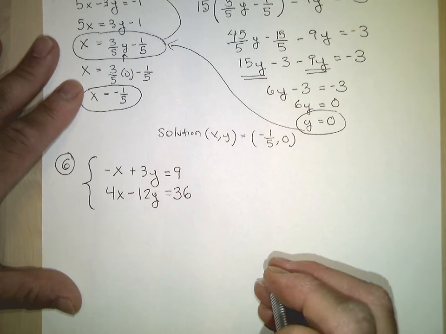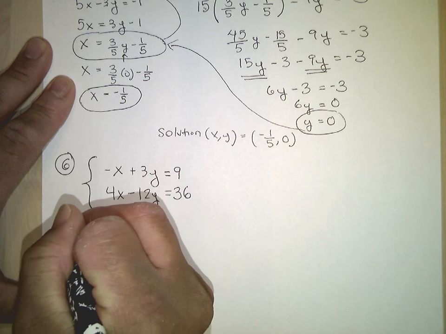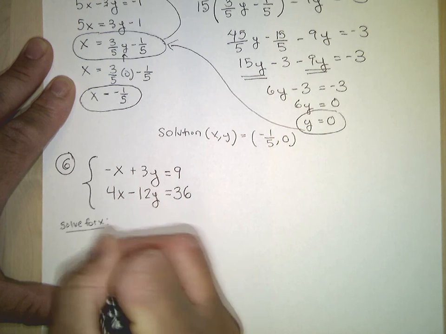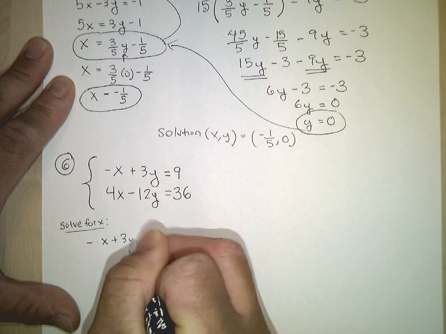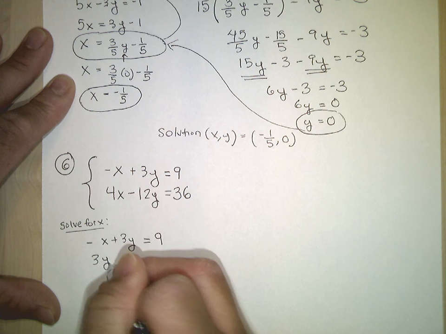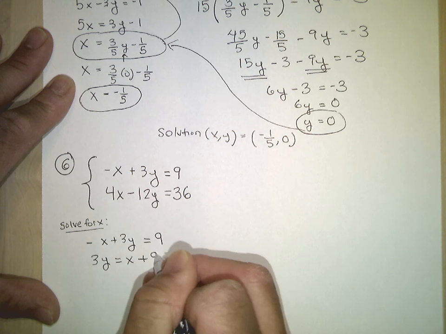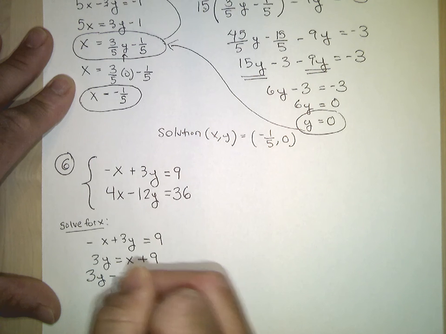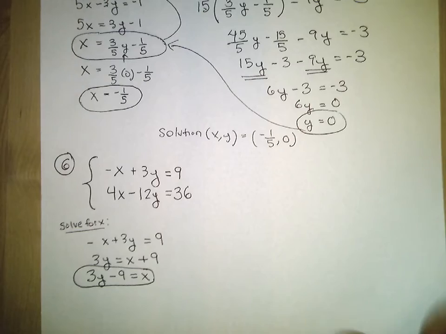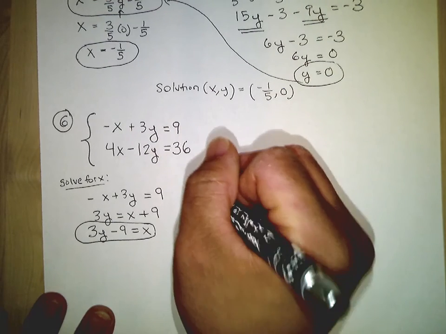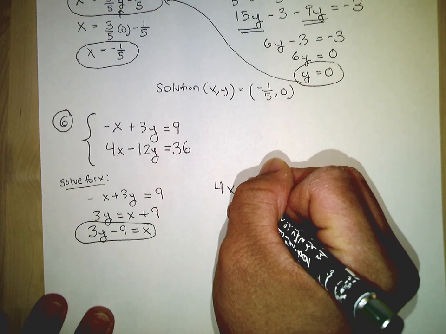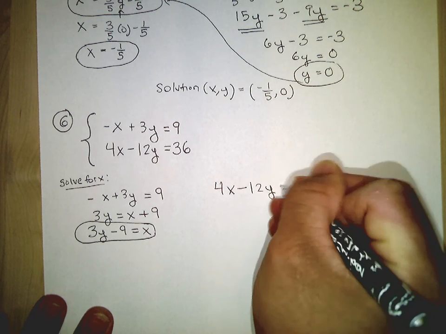So we'll solve one of the equations for x or for y. So let's solve the first equation here for x. The opposite of x plus 3y is equal to 9. So then you can add the x to get 3y is x plus 9. Then subtract the 9 to get x is 3y minus 9. Now I'm going to substitute that into the other equation here.